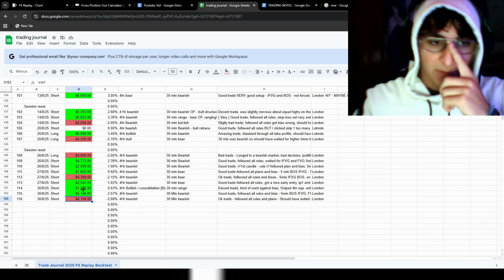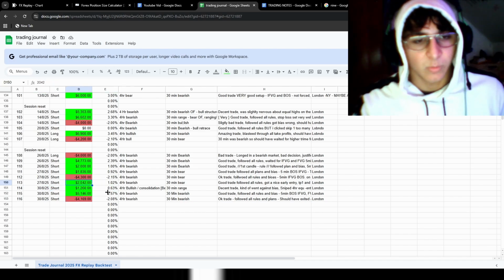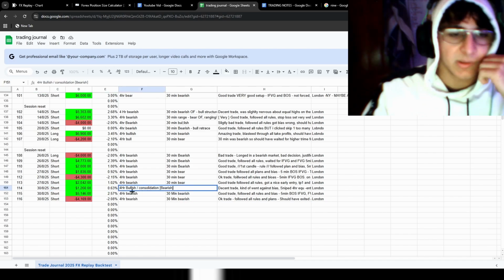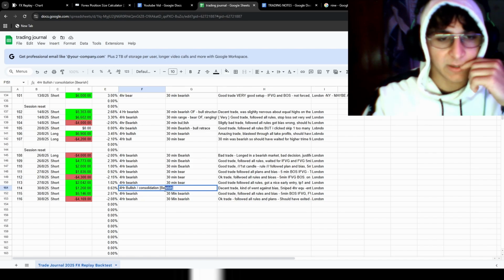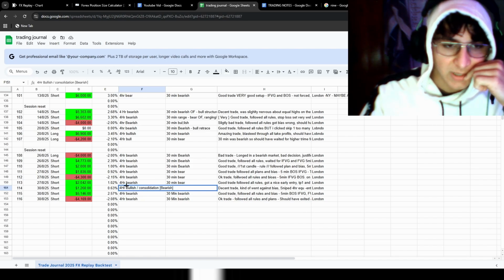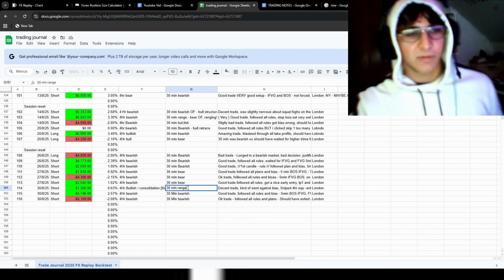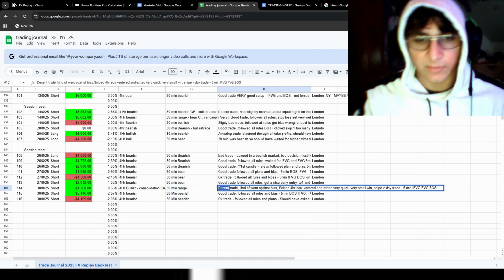So our first trade was a short. It was a very small win. The 4-hour was, in my opinion, bearish, but it was in a bullish structure of consolidation, and the 30-minute was ranging. I said it was a decent trade.